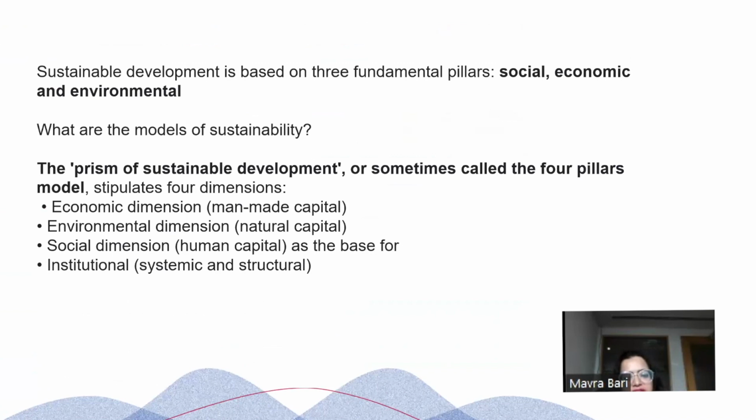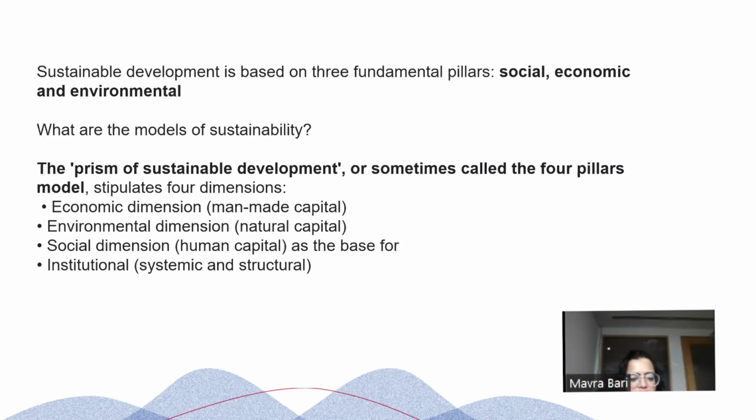So when we talk about sustainable development, there's a couple of pillars, as we call them. There are three: social, economic, and environmental, as you might have guessed. This is a bit of old school thinking, called the prism of sustainable development, but it's used a lot now as well. And the four pillars, or four dimensions, I would say: there's the economic dimension, which is man-made capital, like buildings, companies, roads, infrastructure. The environmental dimension is the natural capital of the natural world, forests, mangroves, things like that. Then we have the social dimension, which is the human capital, of course humans, and that's based on the institutional, which is systemic and structural.